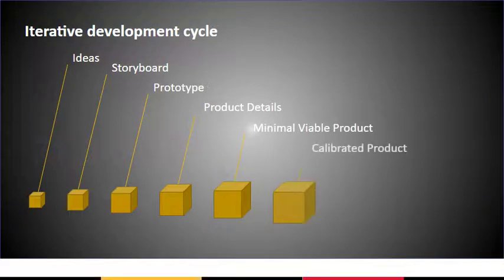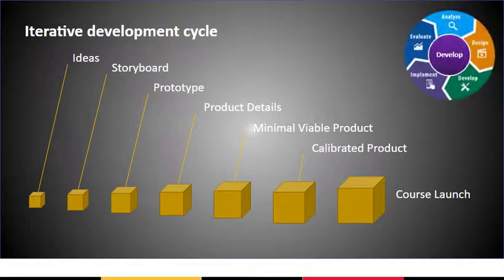Agile takes on an iterative approach to product development. From ideas, storyboarding, prototyping, detailing, a minimal viable product, calibrating, and the launch of a course, there are always some parts of a usable product for delivery. The risk of having the wrong product is mitigated as the process is open and transparent to all stakeholders and customers. The iterative approach adds assurances in the development phase of ADDIE.